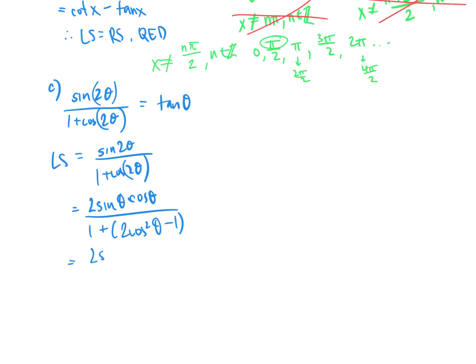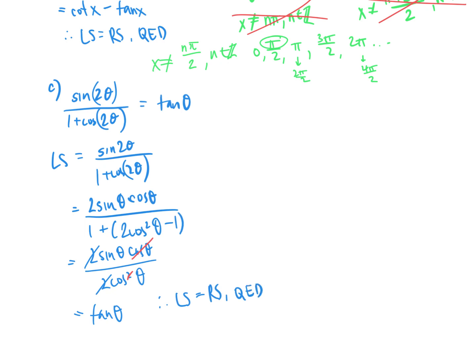And now let's clean up. We'll have 1 plus 2 cos squared theta minus 1. The 1's cancel out, and we're just left with 2 cos squared theta. But then the 2's cancel out, and a set of coses cancel out. So then we're just left with sine over cos, which is tan theta. So the left side and the right side are equal to each other.